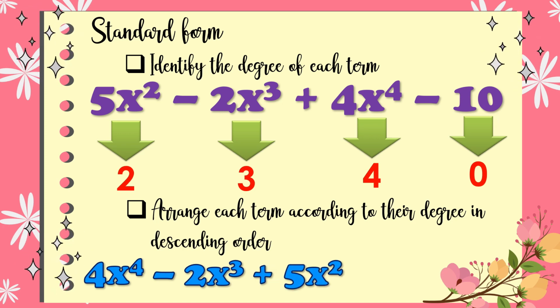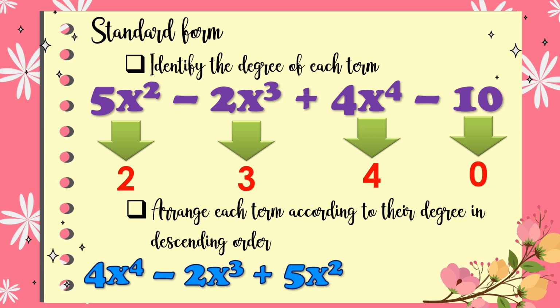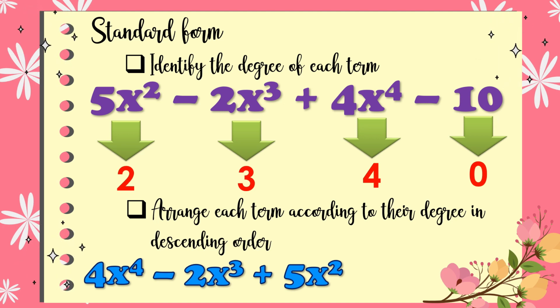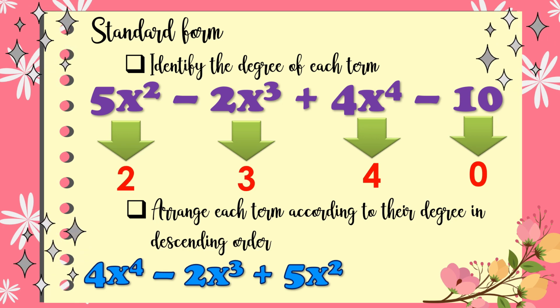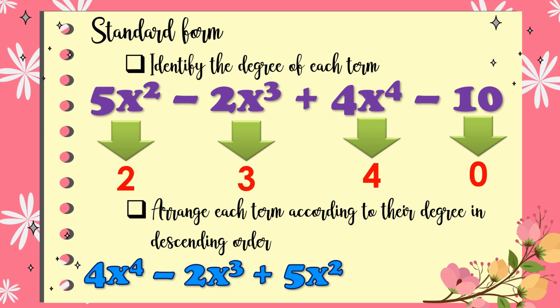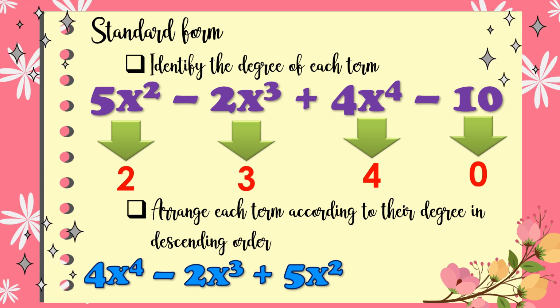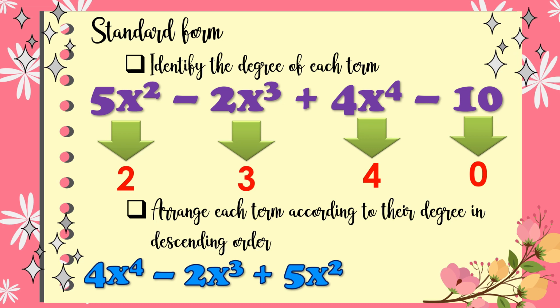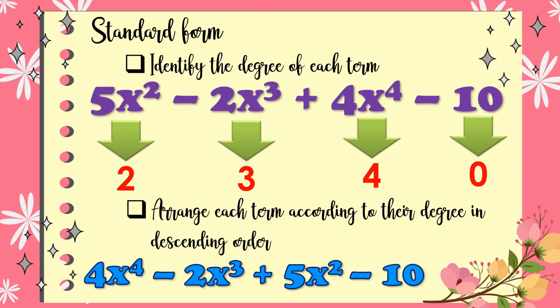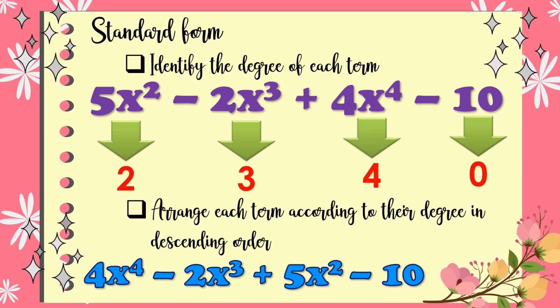And next is 5x squared. Dahil positive siya, lalagay natin yung plus dito. Kasi, hindi na siya nasa unahan. So, pag nasa in-between na siya ng different terms, kailangan na natin i-indicate yung sign niya. Kaya, nakita nyo, naglagay tayo ng plus bago yung 5x squared. At ang last term natin na may pinakamababang degree is yung negative 10. So, yun na yung ilalagay natin sa last.